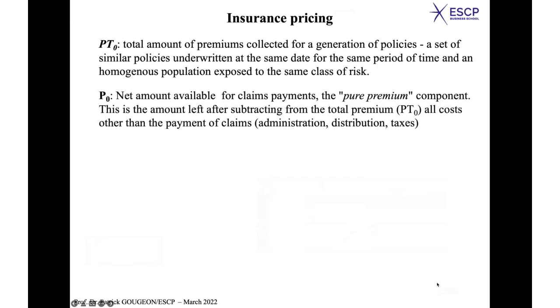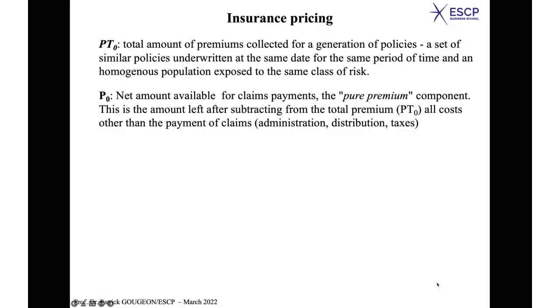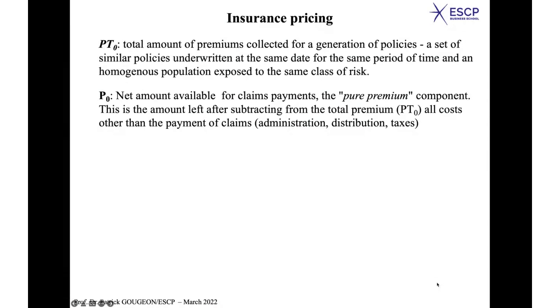Now, I'm going to introduce what we call the pure premium, which is P0. It is a net amount available for claims payment. In other words, you collect a total amount of premium PT0, but part of this will be used to cover admin expenses, distribution costs, and the like. In other words, you have a part of the premium which is used to cover the cost of running the insurance business. So the pure premium is only the saving part of the premium. This is the amount left after subtracting from the total premium all costs other than the payment of claims.